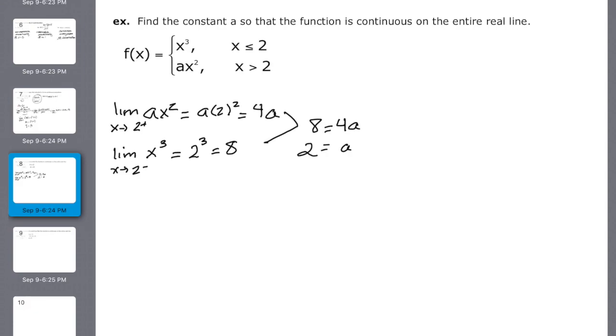If we put a 2 in here, that's going to give us 8 when we plug in the 2. And of course, we're going to plug in 8 to there, and both of the sides of our function are equal to each other. So our function is equal to our limit if, in fact, our a value is 2.